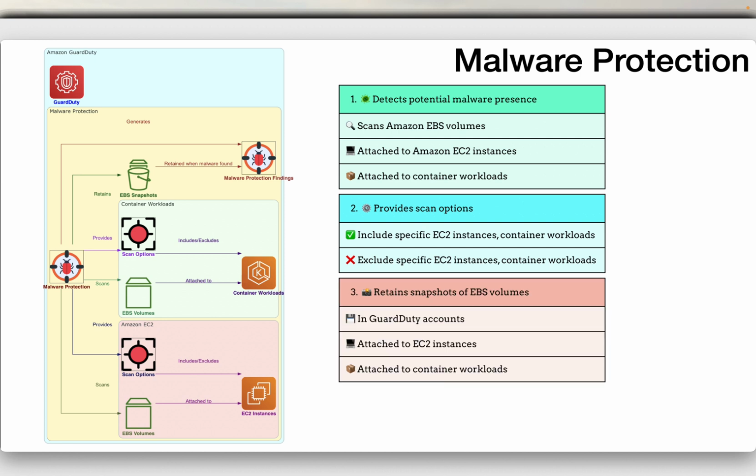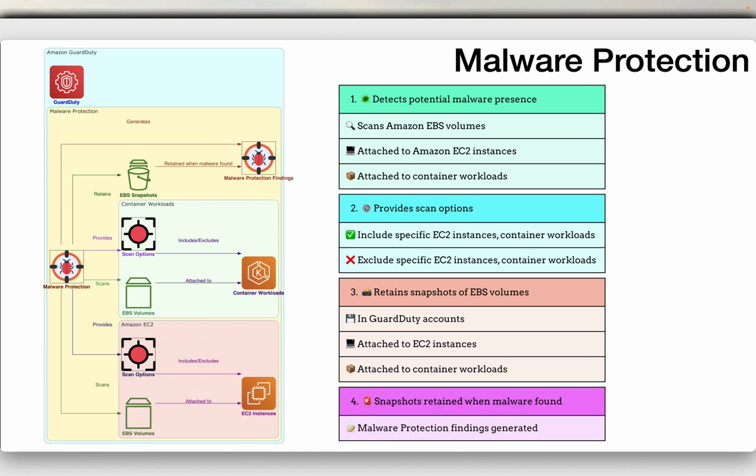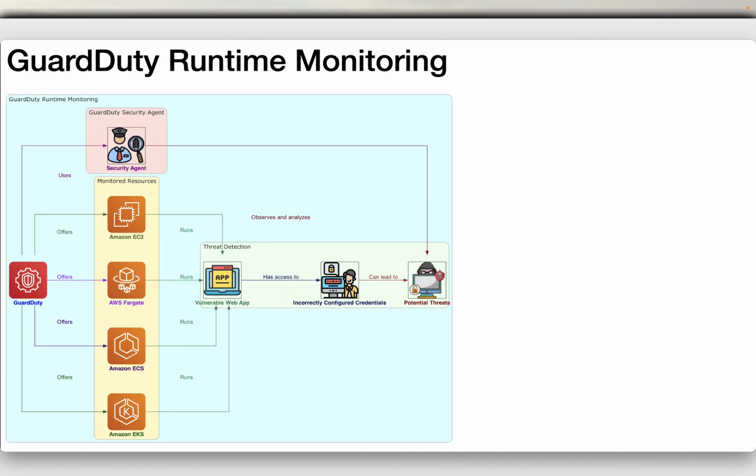It also provides an option to retain the snapshots of Amazon EBS volumes attached to Amazon EC2 instances or container workloads in your GuardDuty accounts. The snapshots get retained only when malware is found and malware protection findings are generated. Okay, the next feature is GuardDuty Runtime Monitoring.